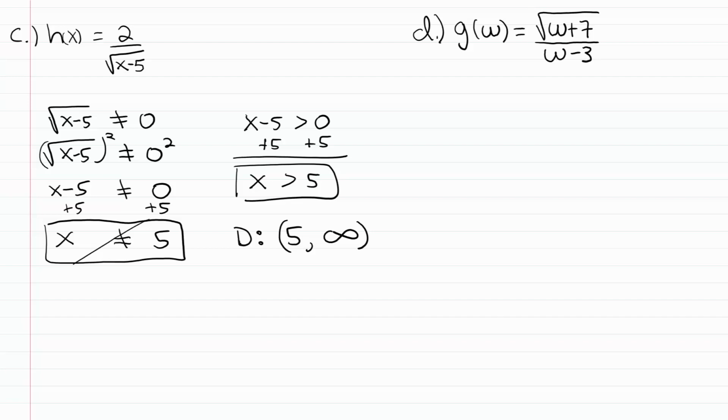So we know that anything that's 5 or less will give us a problem. If it's 5, it gives us an undefined fraction. If it's less than 5, we end up with something negative under the radical, right?